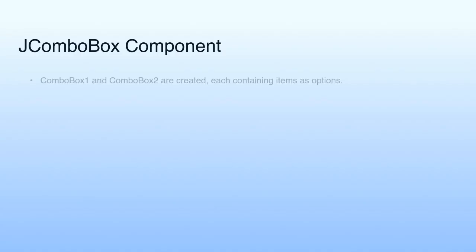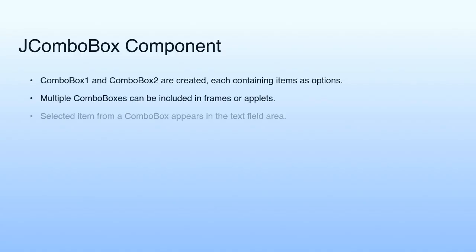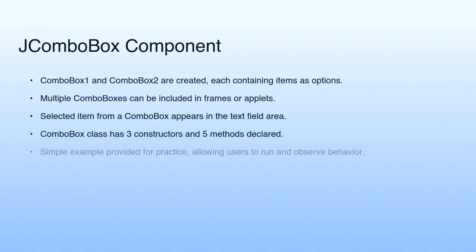Combo Box 1 and Combo Box 2 are created, each containing items as options. Multiple combo boxes can be included in frames or applets. The selected item from a combo box appears in the text field area. The combo box class has 3 constructors and 5 methods declared. A simple example is provided for practice, allowing users to run and observe the behavior.